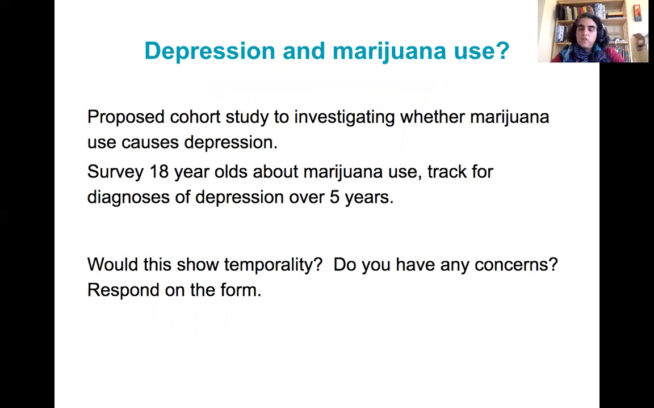Now, would a study like this show temporality? Do you have any concerns about it? I'd like you to think about this for a moment and respond to me on the form.